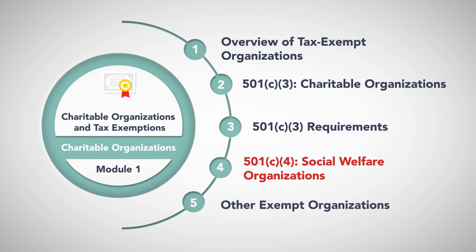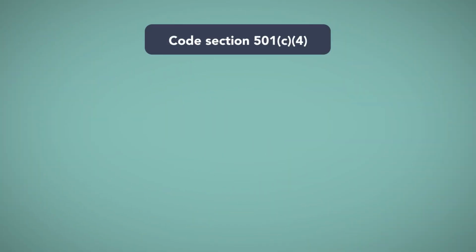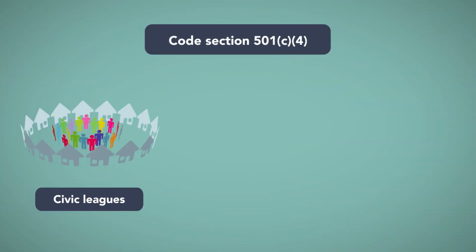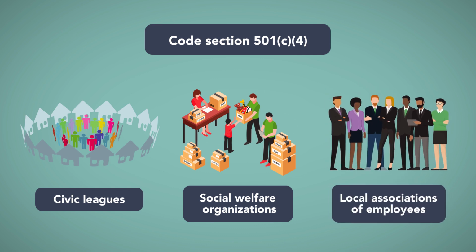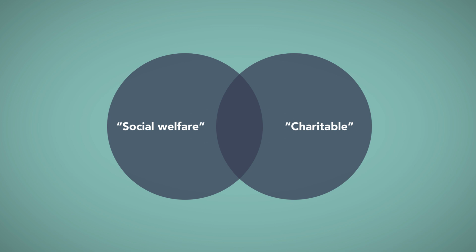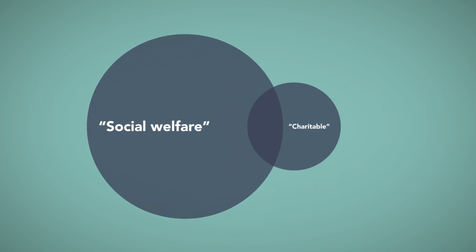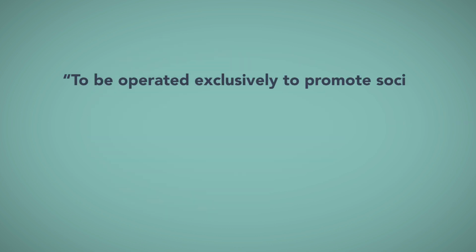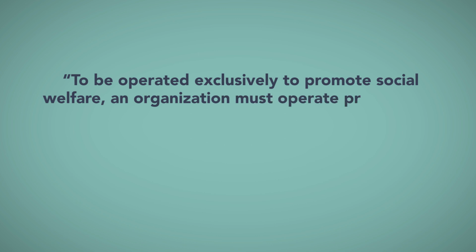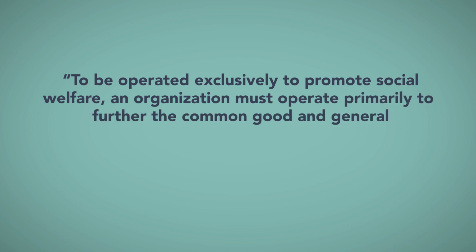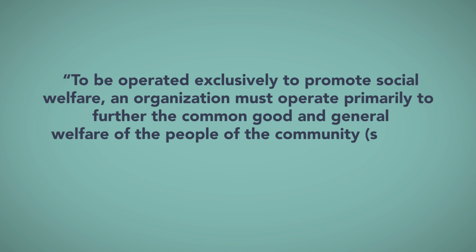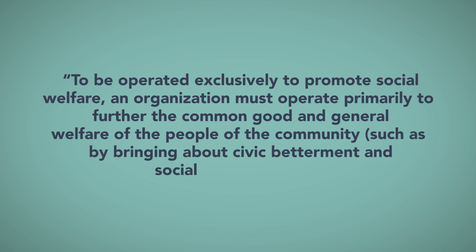501c4. Social welfare organizations. Code Section 501c4 applies to civil leagues, social welfare organizations, and local associations of employees. The term social welfare may overlap with the term charitable, but it is broader, potentially encompassing organizations without completely charitable purposes. To be operated exclusively to promote social welfare, an organization must operate primarily to further the common good and general welfare of the people of the community, such as by bringing about civic betterment and social improvements.